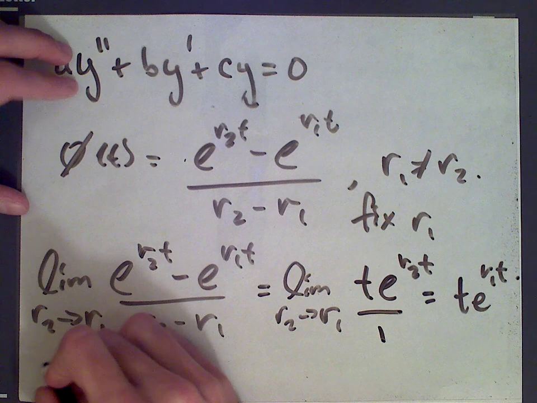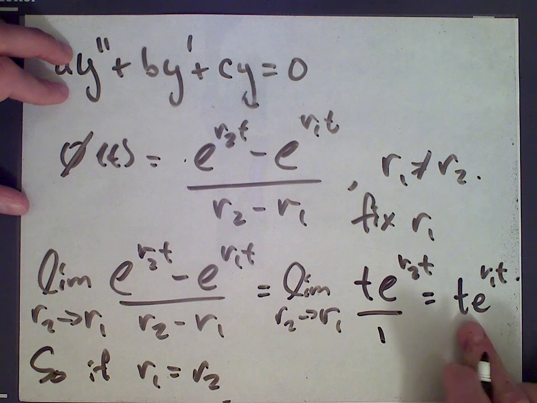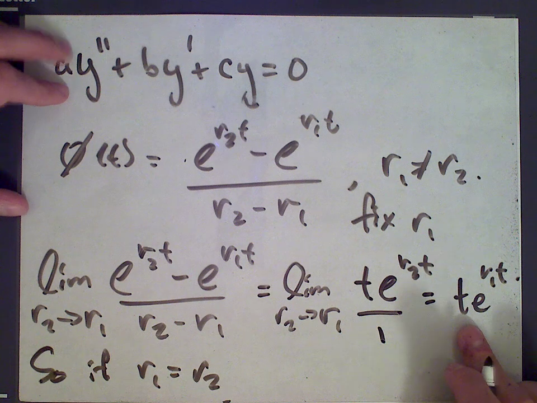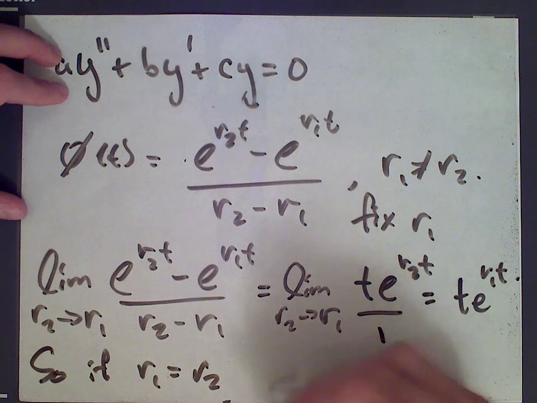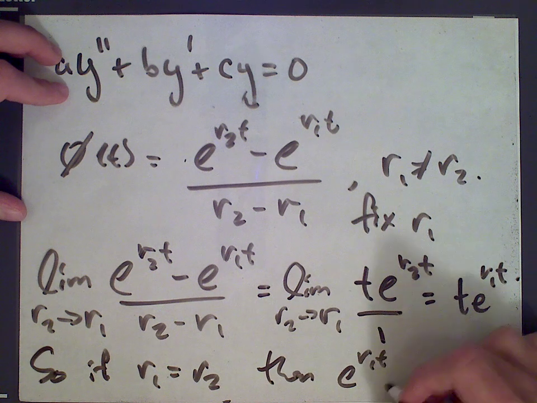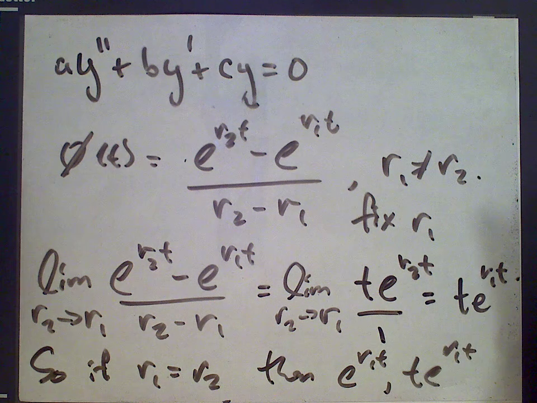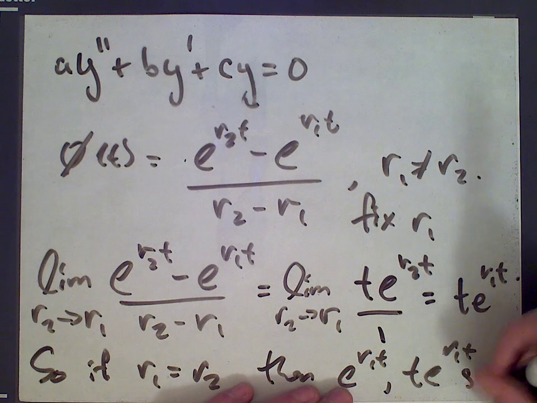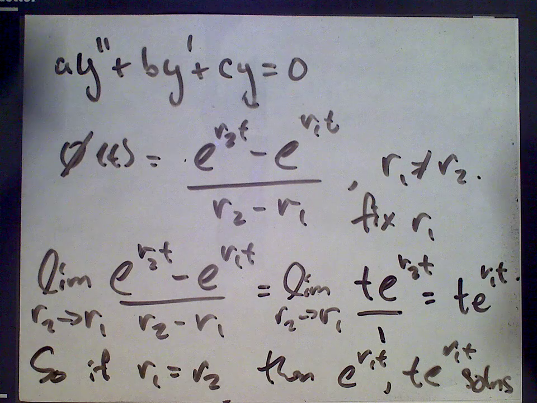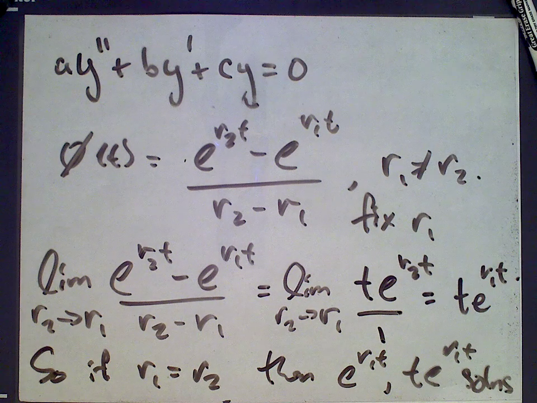Okay? So if r1 equals r2, we see that this is a solution, and so is our usual solution. Then e to the r1t and t e to the r1t are solutions to the differential equation above. Okay, so this is one way of showing that these two are actually solutions to the equation.